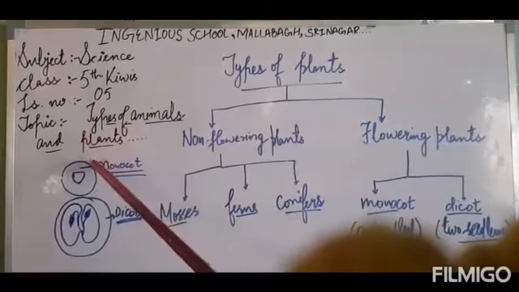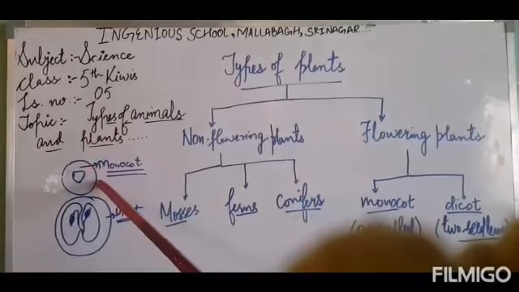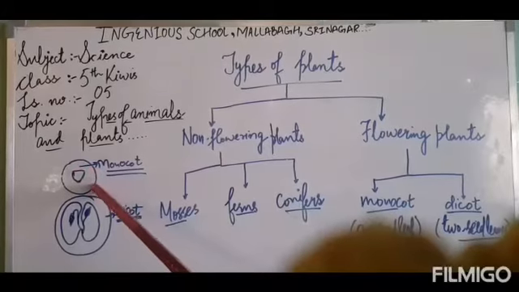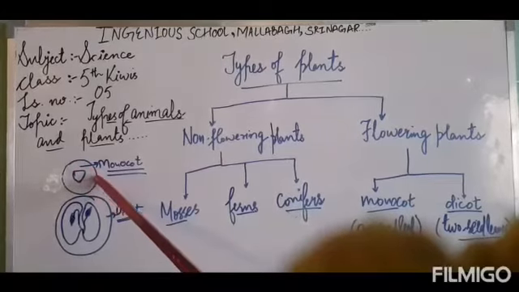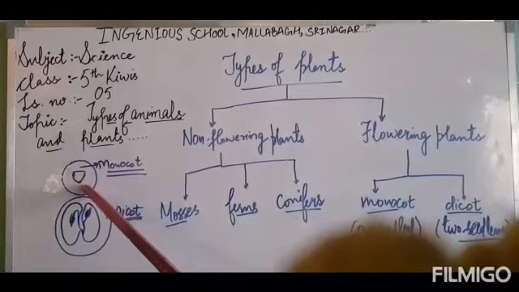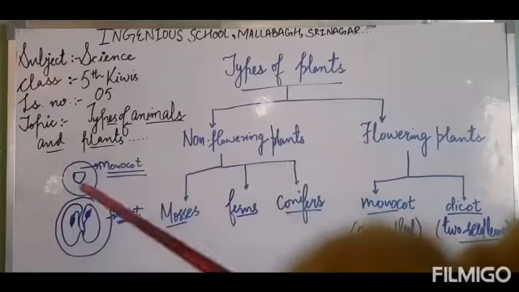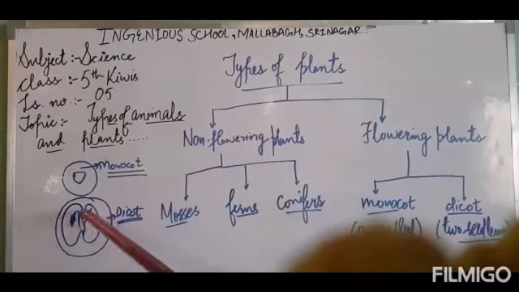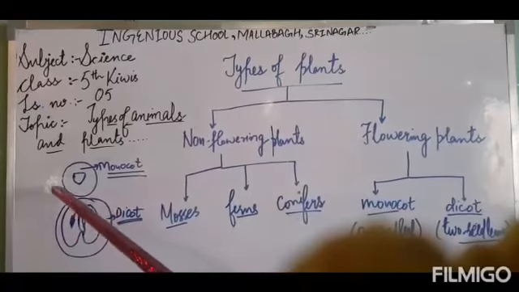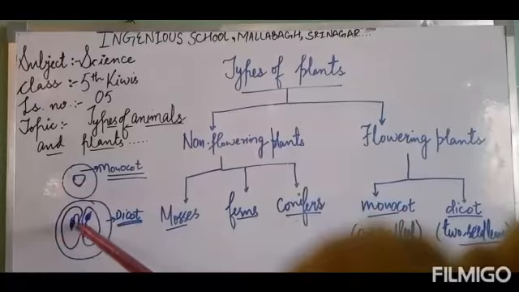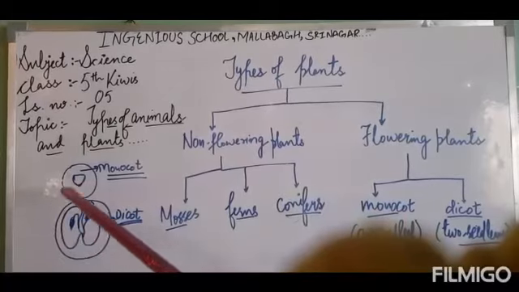They have only one seed leaf, a single leaf. Got it? And dicots are those flowering plants which have two seed leaves. Here you can see that they have two seed leaves. Monocots have a single seed leaf, and dicots have two seed leaves. Got it?